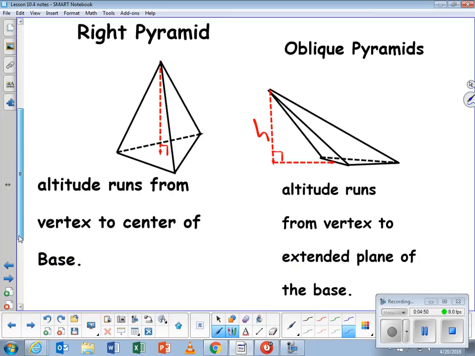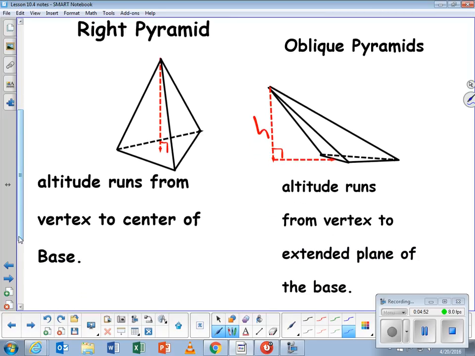And then a right pyramid and an oblique pyramid, just like with the prisms. The right pyramid, if you drop the altitude down from the vertex to the base, it lands in the center of the base. In an oblique one, the plane of the base has to be extended. Okay? Plane of the base has to be extended.